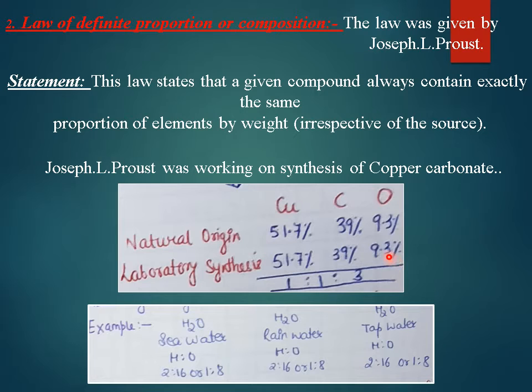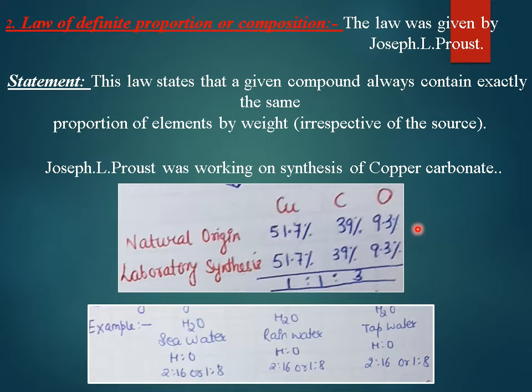When he extracted copper carbonate naturally from a natural origin, he found that the percentage of copper is the same as in the synthesized copper carbonate, which was 51.7%. The percentage of carbon is also the same, 39%, and the percentage of oxygen is also the same, 9.3%.